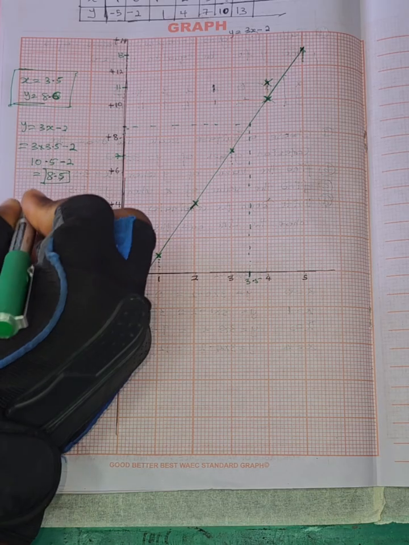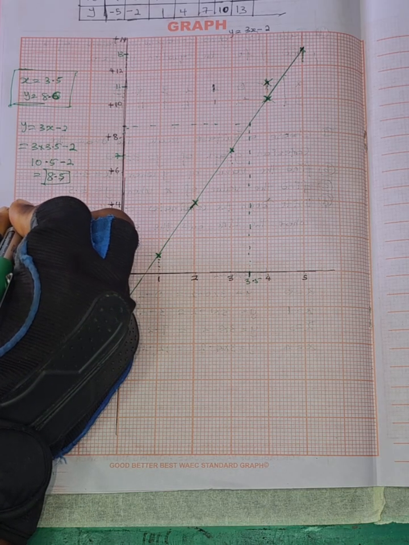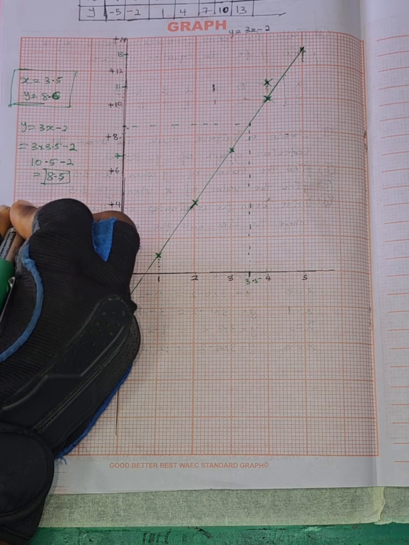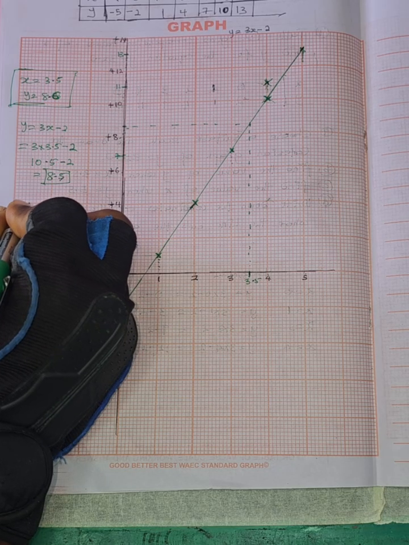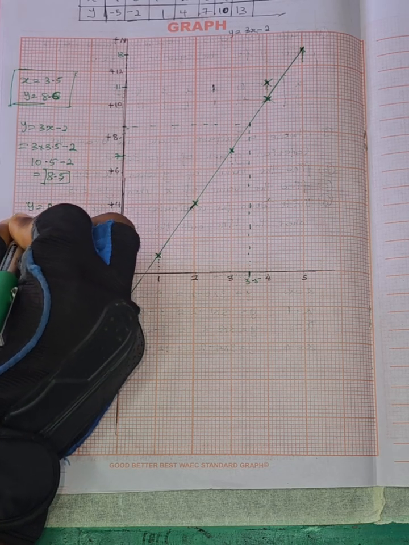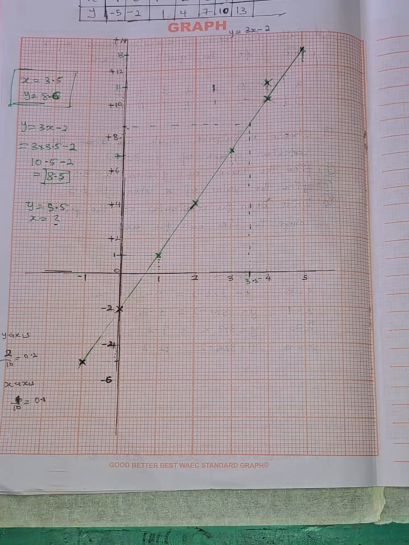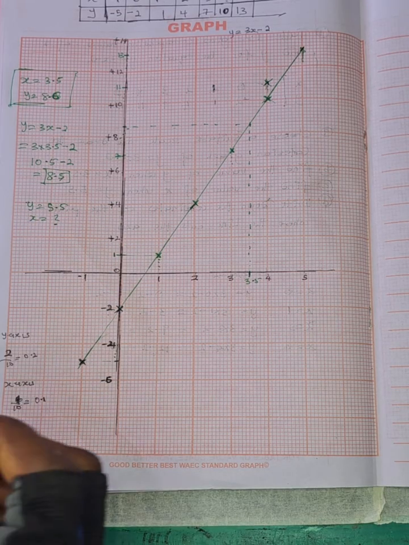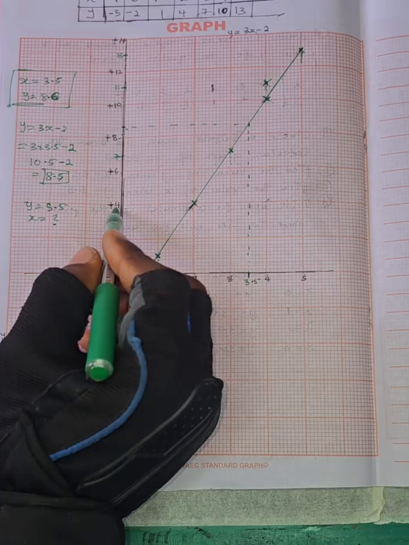The second question is, we are told to look for the value of x when y is 5.5. So y is 5.5, x is equal to question mark. The first thing we are going to do is look for where y is 5.5. This is y.